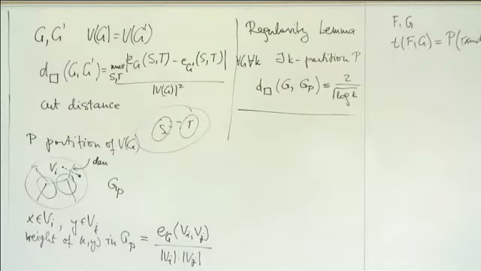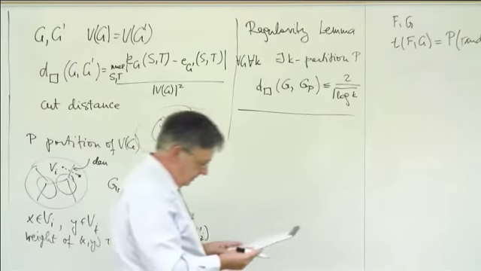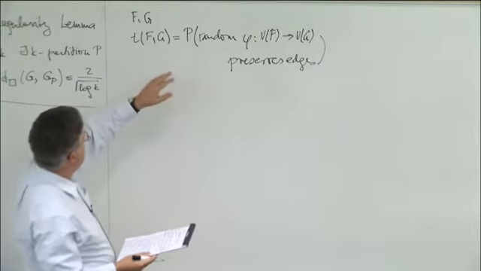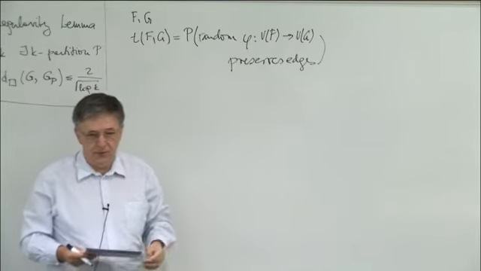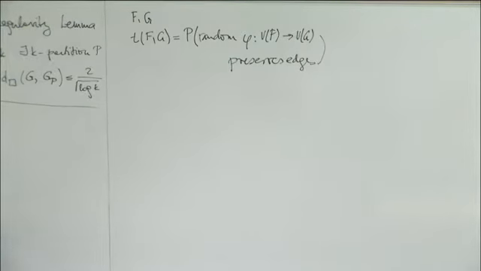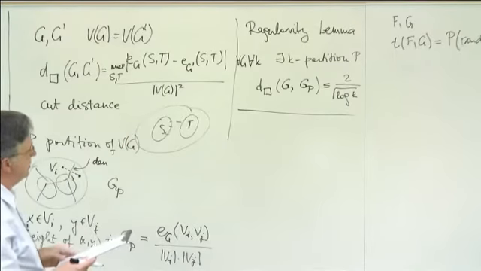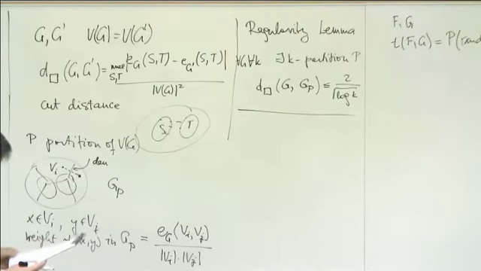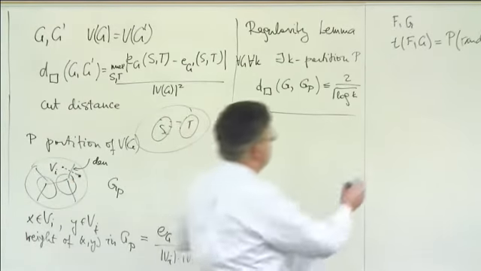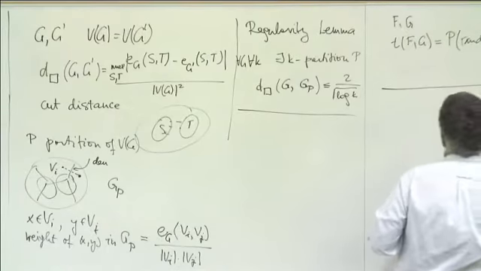So if F is a single edge, this is just the edge density of G. And again, G is very large, so I don't have to worry about whether this is a one-to-one map or not one-to-one map. By definition, it doesn't have to be a one-to-one map, but if you think about it like that, it doesn't make much difference.